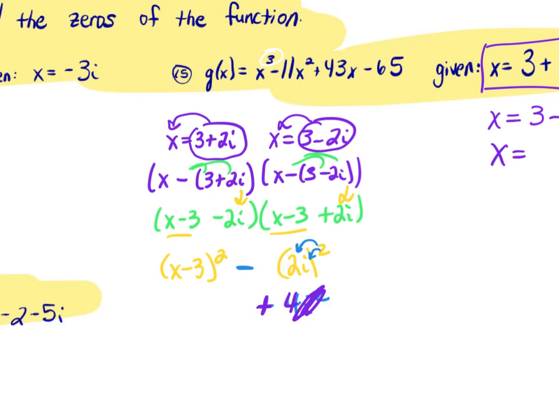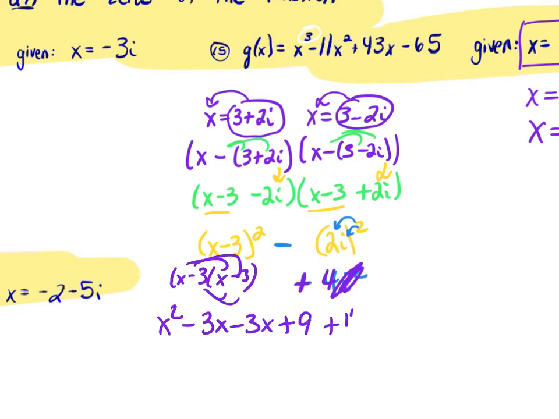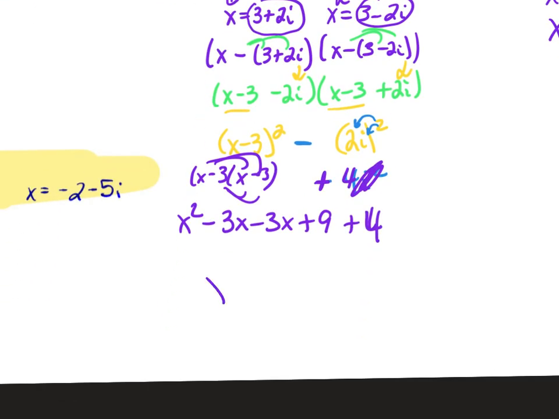So this is plus 4. This is just x minus 3 times x minus 3. So that's going to give me x squared minus 3x minus 3x plus 9, and then I have my plus 4. Combine like terms and our constants, we have x squared minus 6x plus 13.